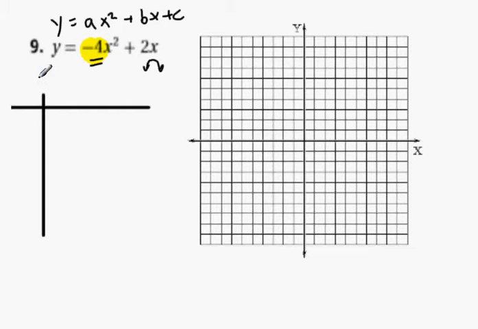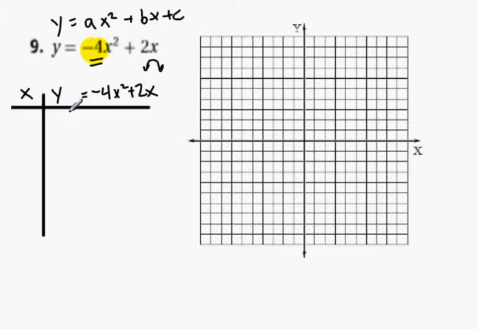Alright? Now we need to create a set of values that we can then use to graph our parabola. So we have x, we're going to select our x's, and we have our y coordinate. And remember, the way we find y is by simply taking the value of x that we choose and placing that into the expression. In this case, negative 4x squared plus 2x.